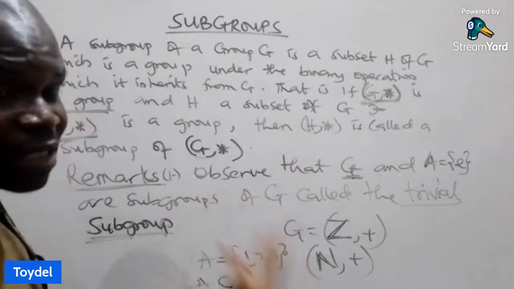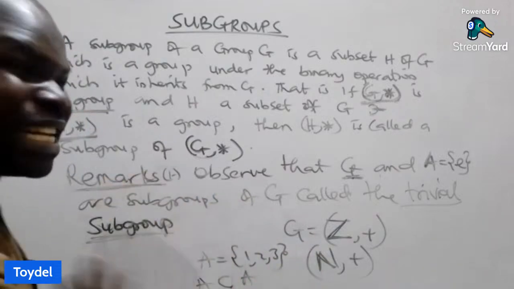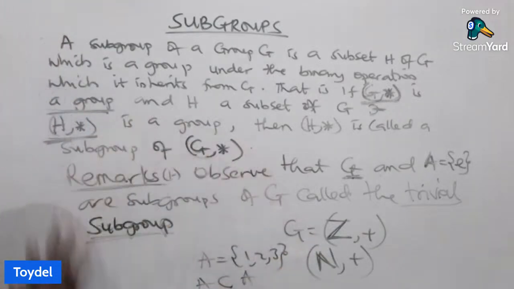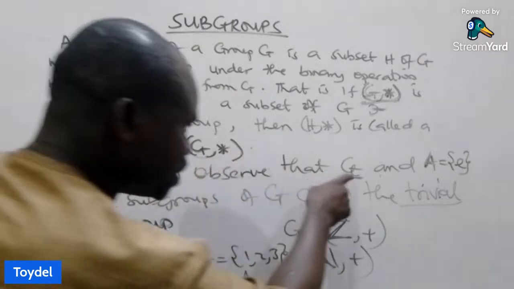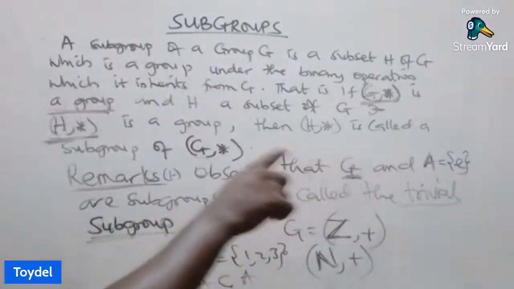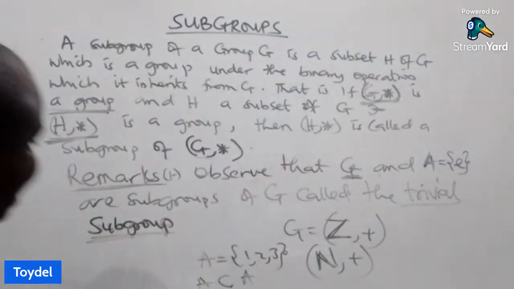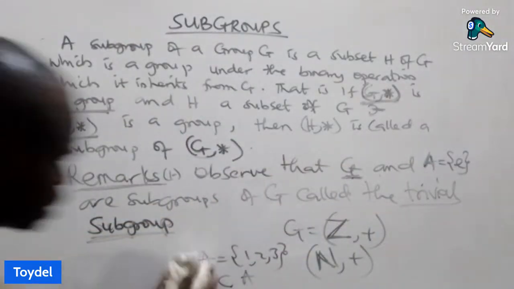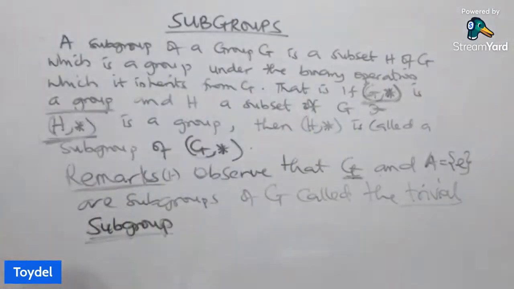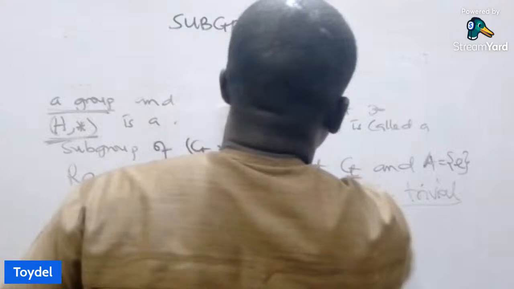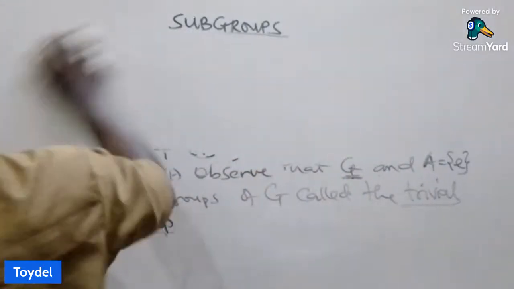An empty set is a subset of any set. So in the case of a group, when we come to the subgroup, the first thing that we should notice is that G and {e}, which is just a set of the identity element, are subgroups of G. In this case, they are called the trivial subgroups. So that's the first thing I want us to note under the remark.